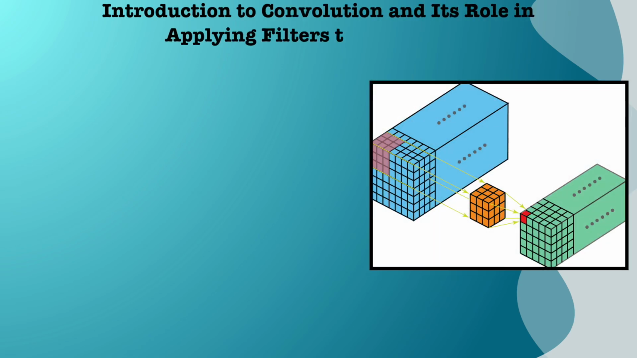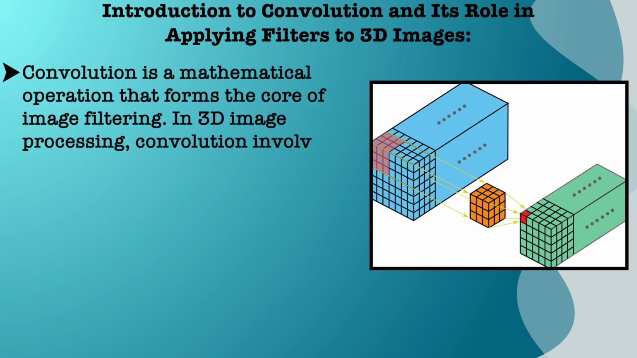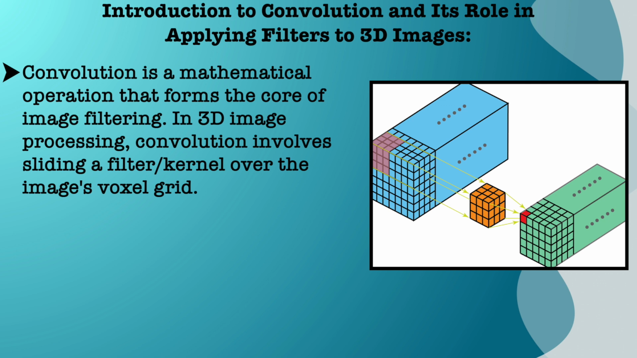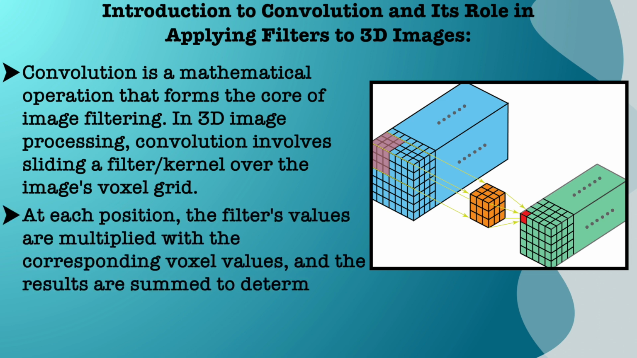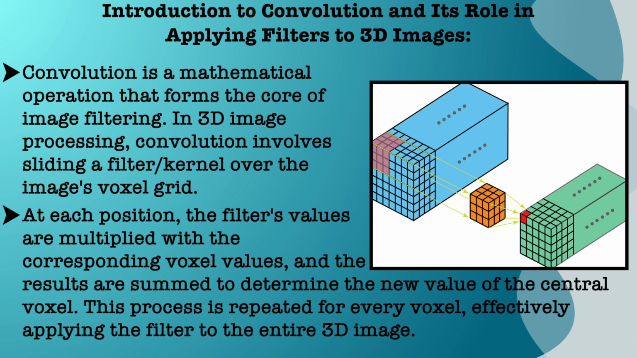Next is convolution and its role in applying filters to 3D images. Convolution is a mathematical operation that forms the core of image filtering. In 3D image processing, convolution involves sliding a filter over the image's voxel grid. At each position, the filter's values are multiplied with the corresponding voxel values, and the results are summed to determine the new value of the central voxel. This process is repeated for every voxel, effectively applying the filter to the entire 3D image.